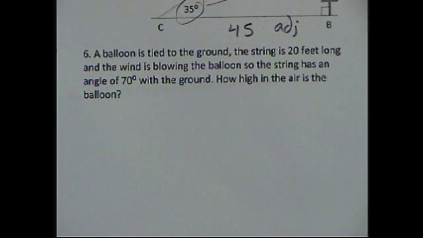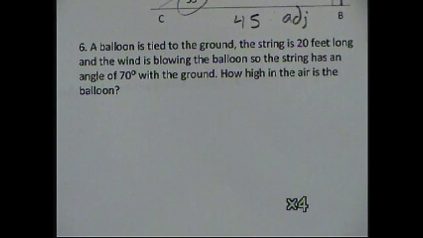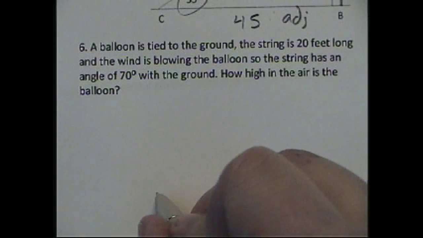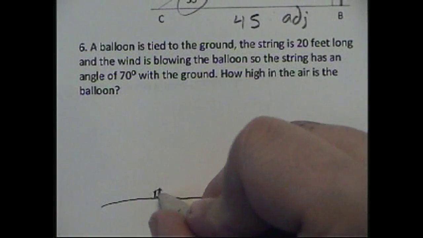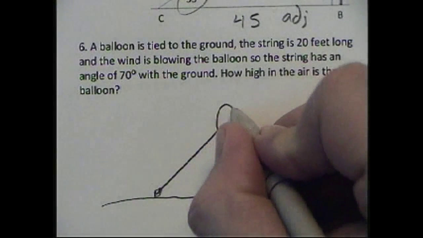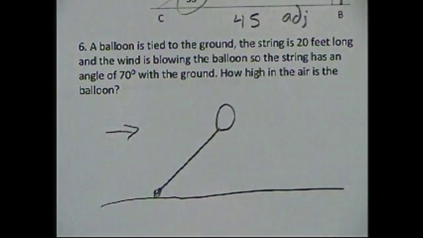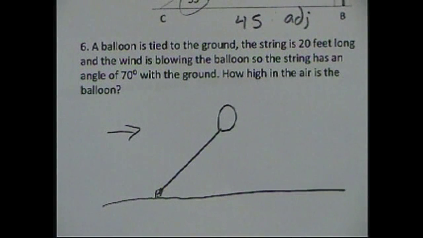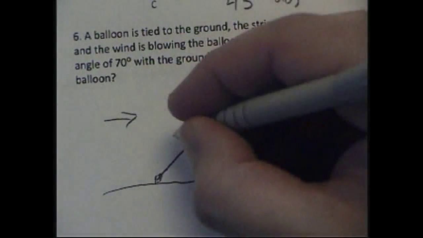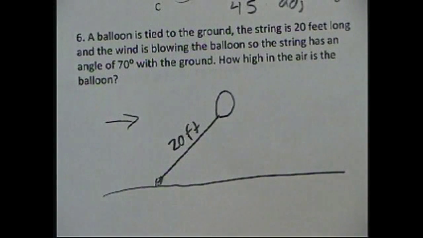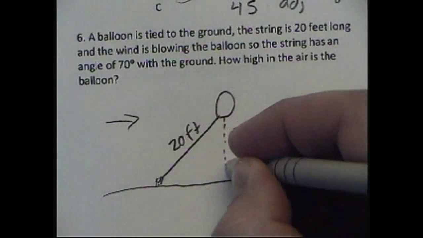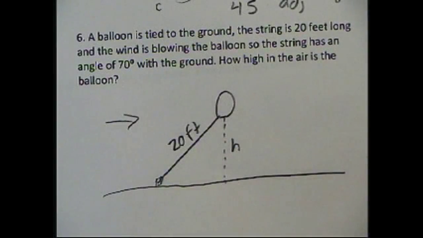Finally, number 6, a balloon is tied to the ground and the string is 20 feet long. The wind is blowing the balloon, so the string has an angle of 70 degrees with the ground. So if you imagine we've got a stake in the ground and the balloon is tied to that stake. Here's the balloon. The wind is blowing the balloon at an angle. The string, there's 20 feet of string here. And we need to try to figure out how high the balloon is in the air. So we're trying to figure out the h over here.